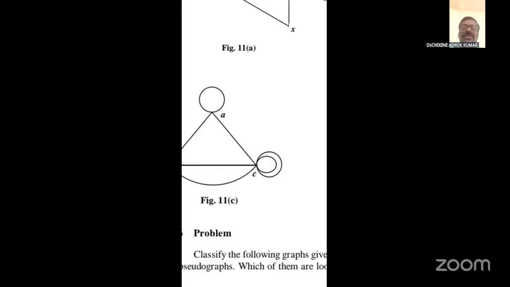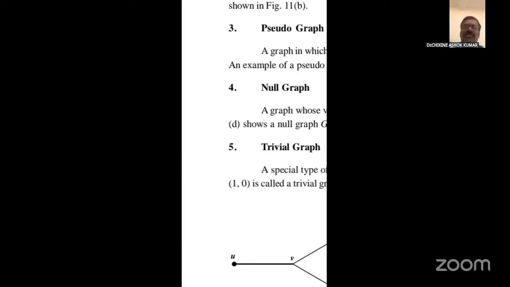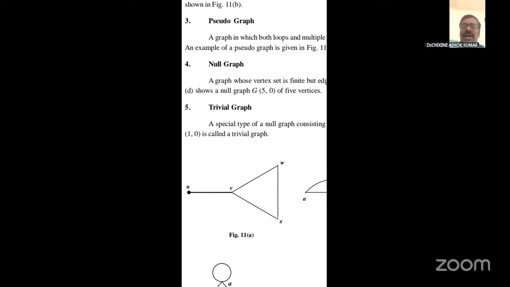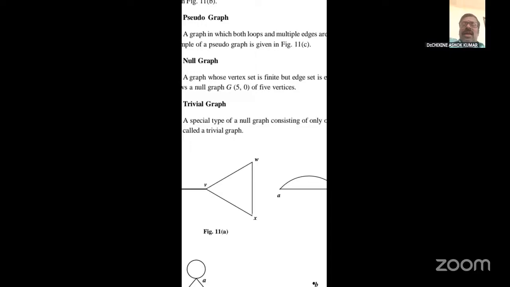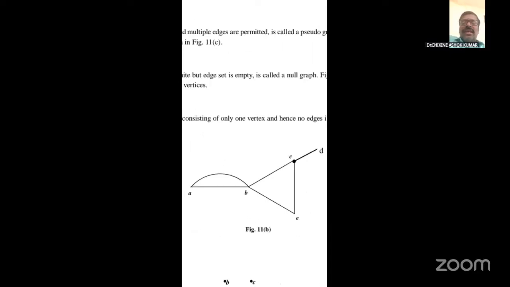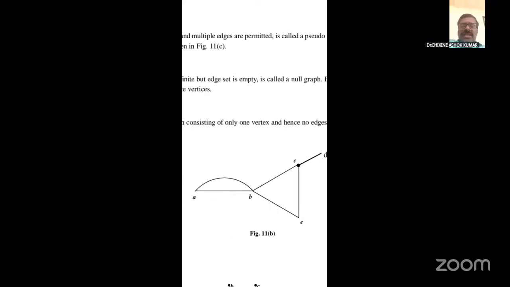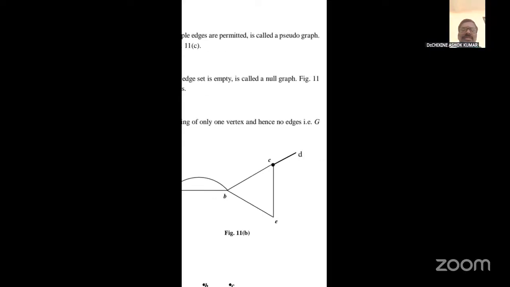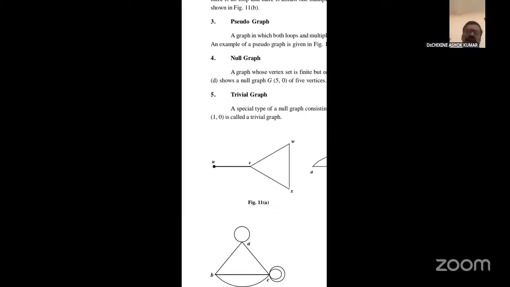There is no connectivity from this vertex to any remaining vertex. Actually, there are no other vertices and there is no self loop also. This kind of graph, where I'm showing only one dot A, is known as a trivial graph. Simply a special type of null graph consisting of only one vertex and hence no edges. It consists of only one vertex and no edges. This is called a trivial graph.